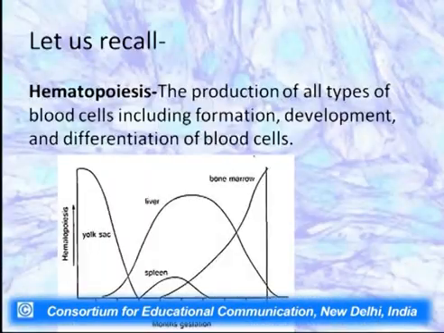We learnt about hematopoiesis. Now we learned that hematopoiesis is the production of all types of blood cells, including the formation, development and differentiation. Now we realize that hematopoiesis takes place in bone marrow. Now is it the normal course of development? Generally hematopoiesis actually starts during the fetal development in the yolk sac. After the first 2 months, almost in the beginning of the 3rd month, the process of hematopoiesis is taken up by the fetal liver and the spleen.